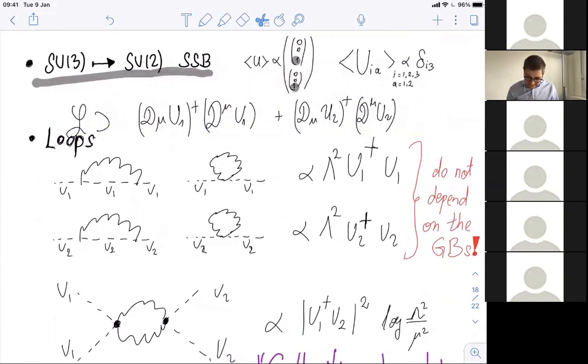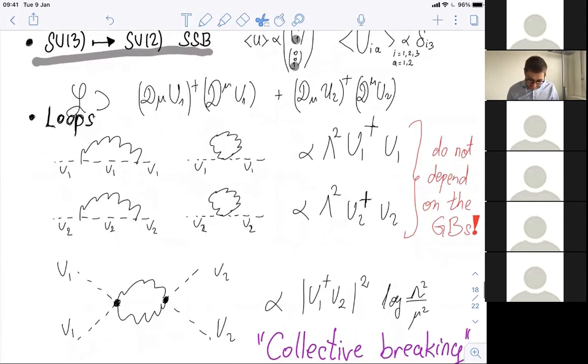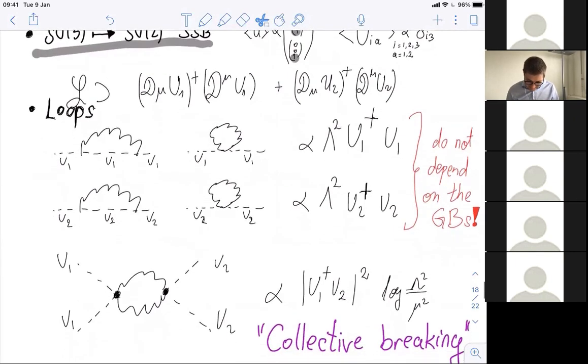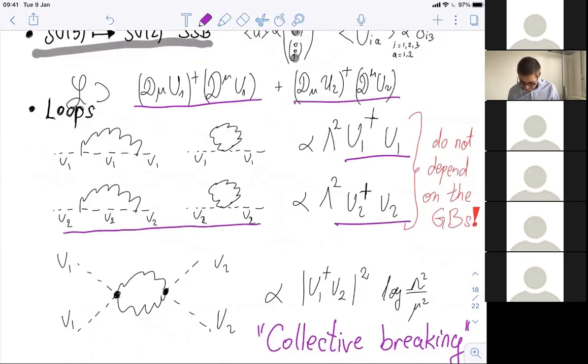Because we chose that this gauge group is the diagonal of the two, we have somehow completed the thing. So when you start to compute diagrams, you will see that, for example, diagrams that involve only one coupling, only this coupling, for instance, will be proportional to U dagger U. Or if they involve the other one, they will be proportional to U2 dagger U2. And remember that these things do not depend on the Goldstones.